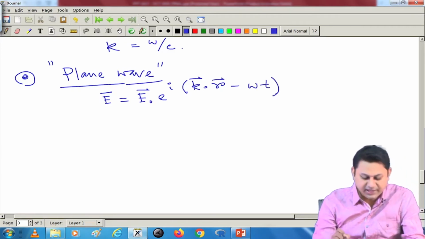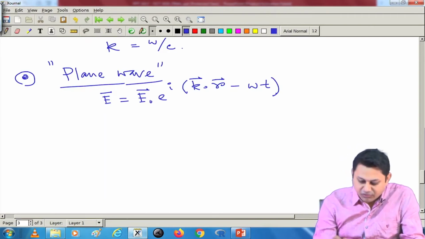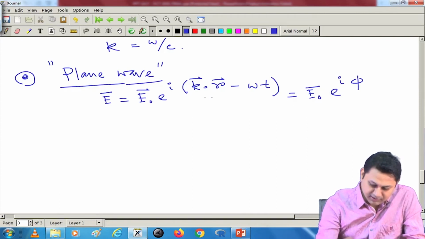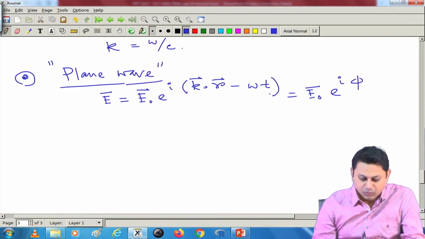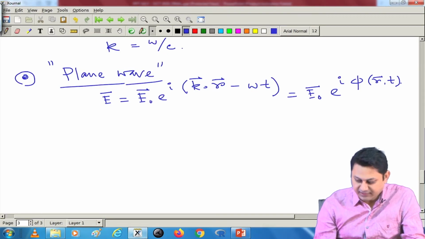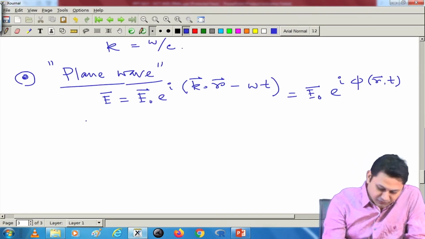So, this is a complex kind of term. I can always write this as E0 vector e to the power of I phi. This thing is a scalar quantity and phi is a scalar, which is a function of position r and time t, by the way. So, that means phase is changing. So, phi, which is a phase, is k dot r minus omega t.